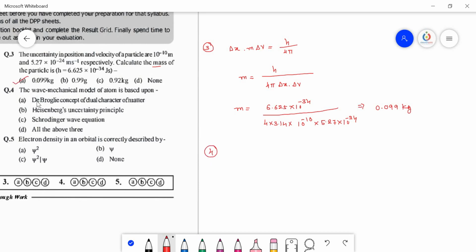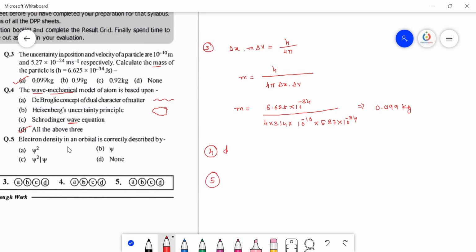Let's solve question number 4. The wave mechanical model of an atom is based upon de Broglie's concept. It says the dual character of matter, meaning both particle as well as wave nature. Heisenberg uncertainty principle also says indirectly about the wave nature. That is the reason why we can find out the probability of finding the electron around the nucleus. Schrodinger's wave equation is directly about the wave function of the electron. So all these theories basically explain the wave mechanical model of the atom. So option D is correct for this.